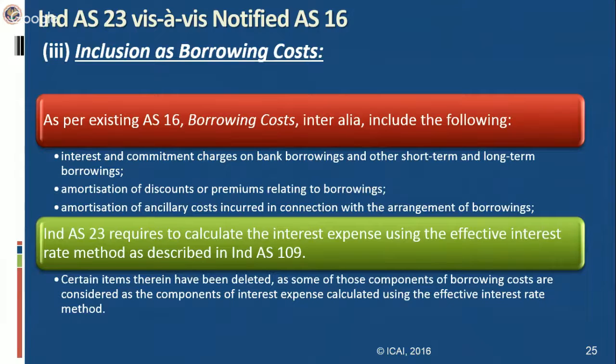So in our existing AS 16, we take the whole borrowing cost. We do not delete or cut any portion of the amount incurred in borrowing arrangements. But under Ind AS 23, certain items have been deleted as components of borrowing cost, and whatever items are considered as components of interest expense are also calculated using the effective interest rate method. So this is a very important difference.